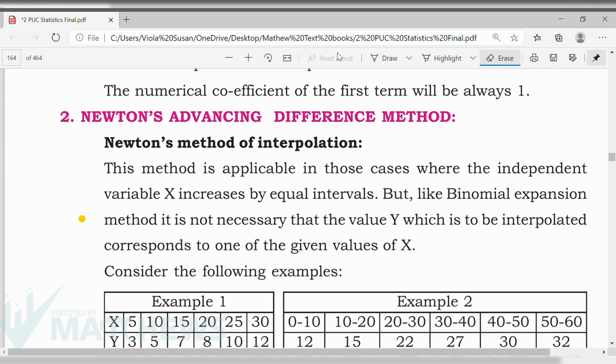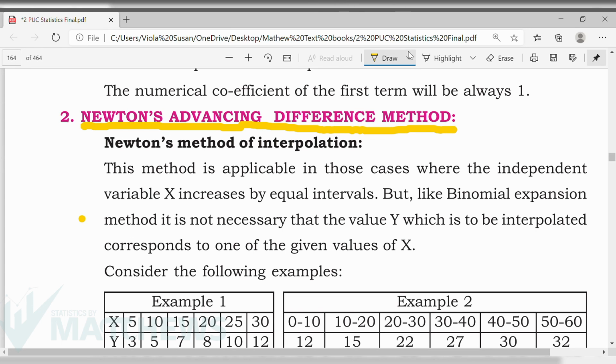But today I'm going to start with a new method, which is on the screen, called Newton's advancing difference method, students. You can see very clearly that the title is mentioned for us: Newton's advancing difference method. Is that clear, students? I hope it is clear.